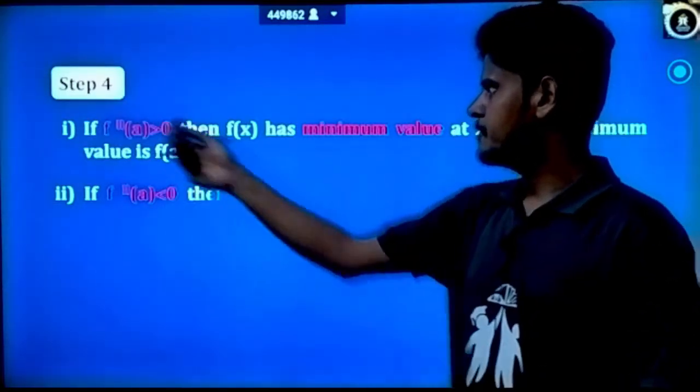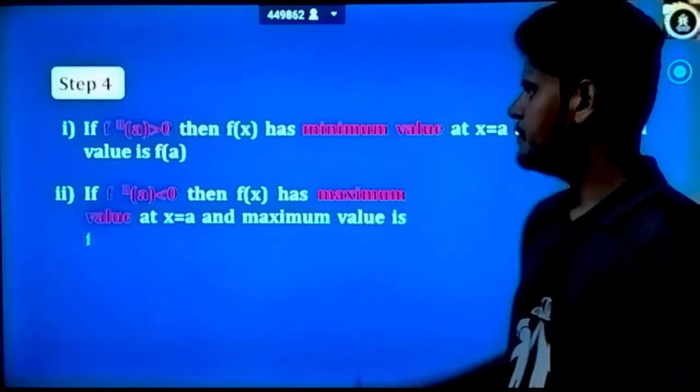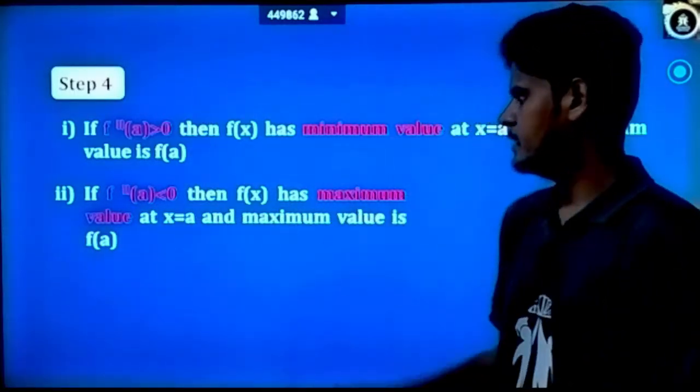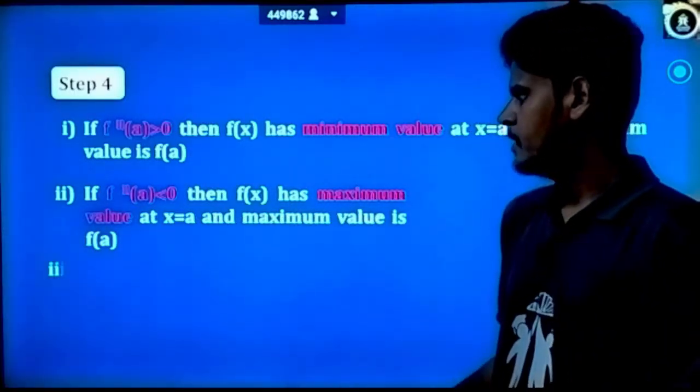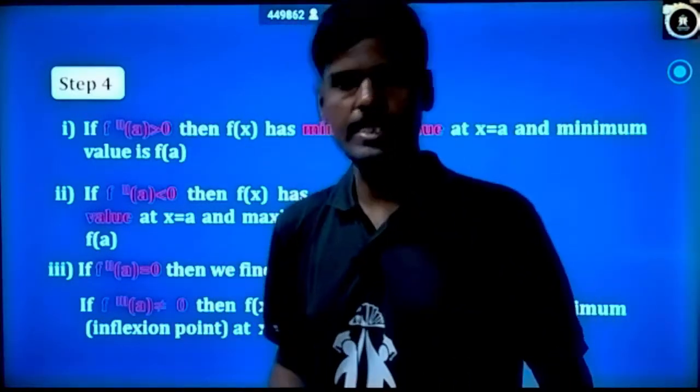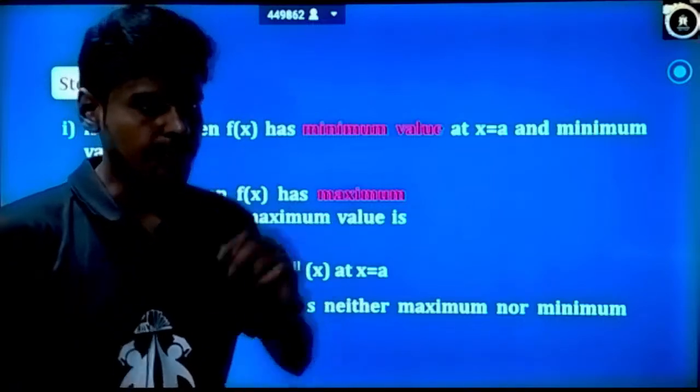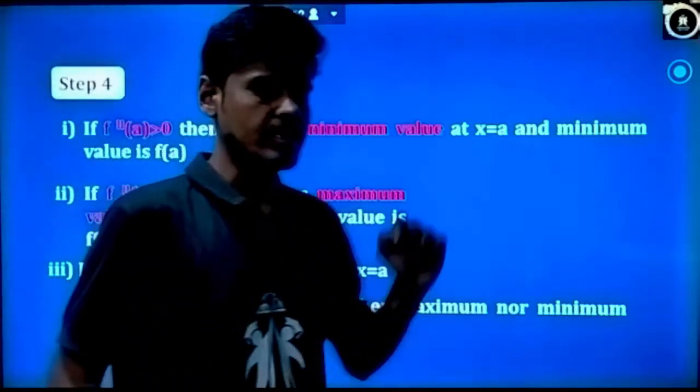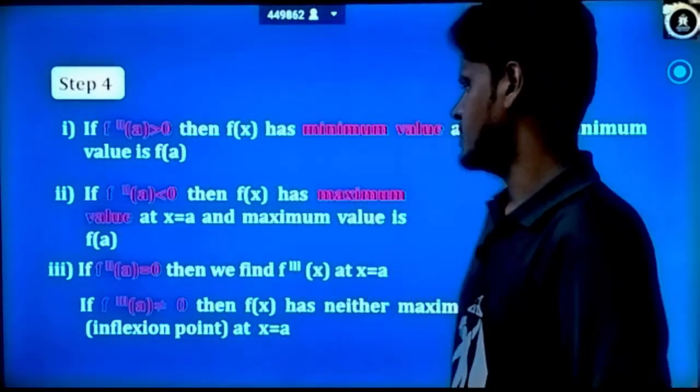Next step is, if f double dash is greater than 0, it is a minimum value, and if it is less than 0, that corresponds to maximum value. Suppose if it is equal to 0, then we can't determine using second derivative test. Then what we need to do is use the nth derivative test. That means again we have to differentiate the function.